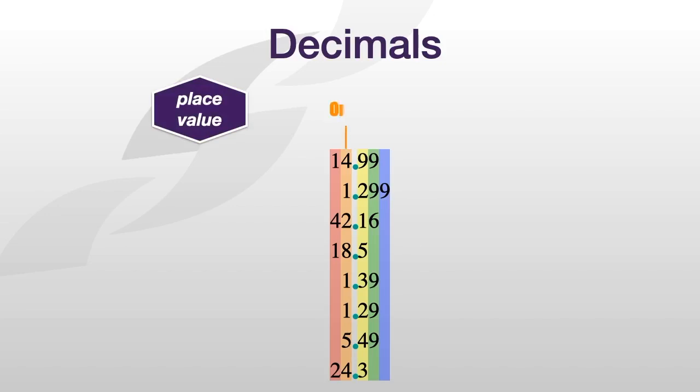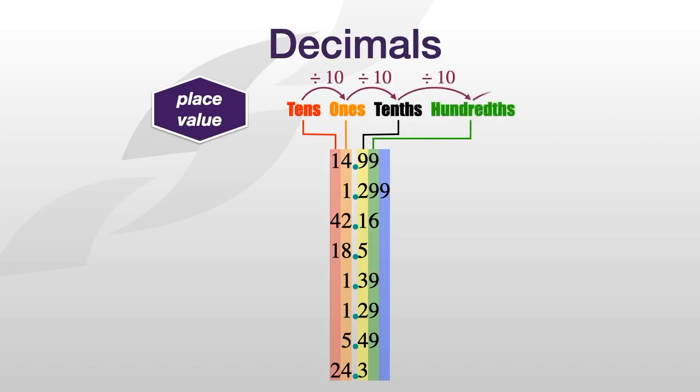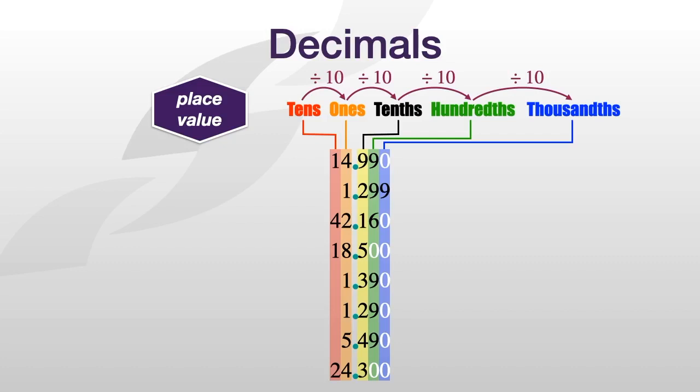The first place to the left of the decimal point is the ones. The next place is the tens. The value of the ones is related to the value of the tens by dividing by 10. As we go to the right, we continue this relationship to get tenths, hundredths, and thousandths. Note that decimal places to the right of a number actually indicate that their value is 0.